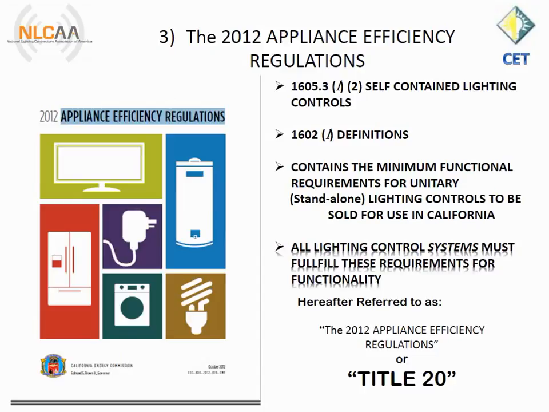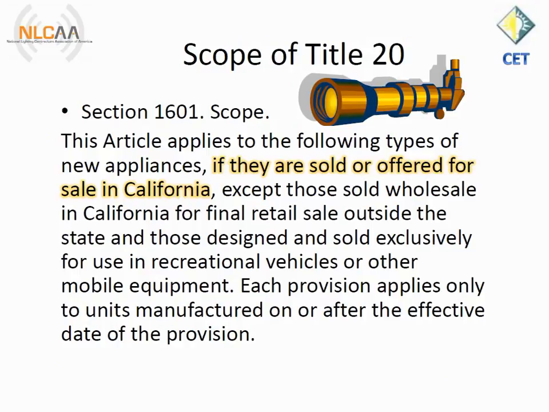1605.3L2. Title 20 is basically the minimum functional requirements for something to be sold for use in the state of California. So to sell standalone lighting controls in a hardware store in the state of California, the systems must meet these specs for the components. Components must meet these specs. Systems must meet these specs for the devices that they mimic.